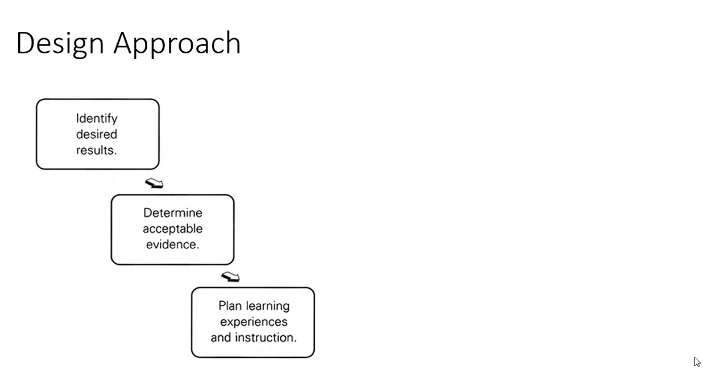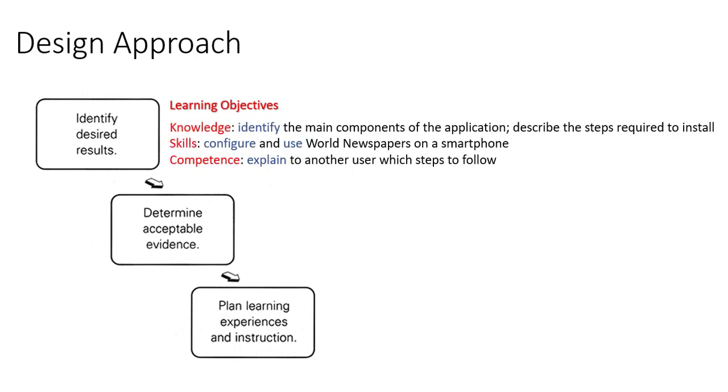The first thing I'm going to do is introduce the different steps I followed in order to apply a specific instructional model. In this case, I applied Understanding by Design. As you can see, the first step was to identify the desired results. Desired results came in the form of learning objectives. So, applying Bloom's taxonomy, I identified some learning objectives which fall under knowledge, skill, and competence.